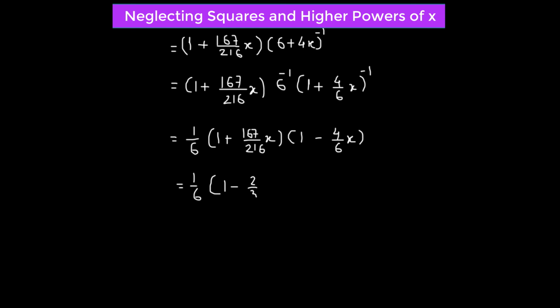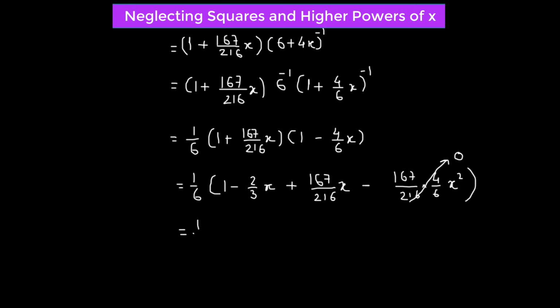So this will be 2/3 x plus 167 over 216 times x, and we'll have 1/6 times 1/216 multiplied to 4/6 times x squared, but we don't have to consider this term. This will be taken as 0 because we have to neglect the squares of x.